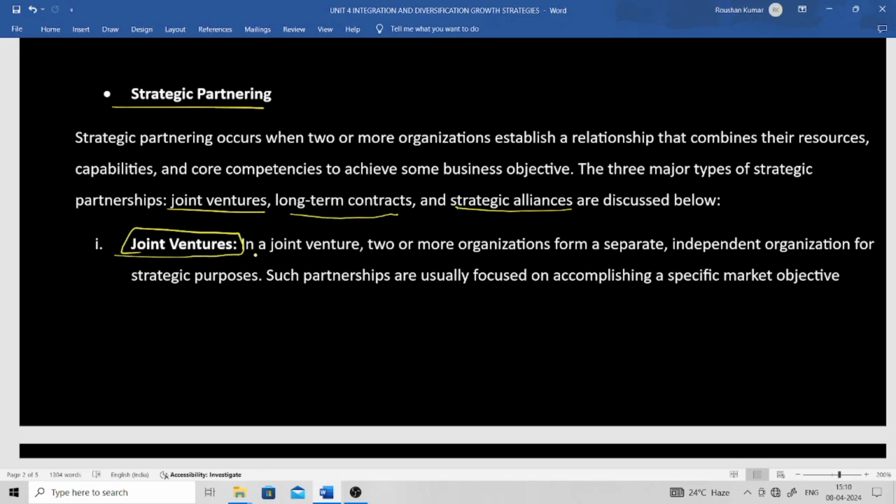In a joint venture, two or more organizations form a separate independent organization for strategic purposes. Such partnerships are usually focused on accomplishing a specific market objective. So some kind of market objective is achieved by creating a new venture.